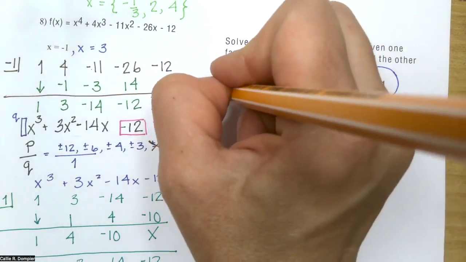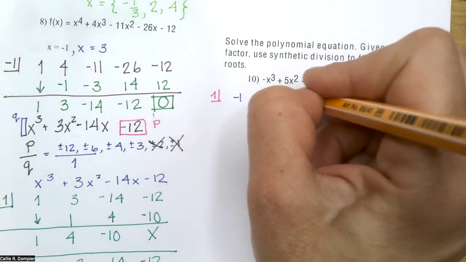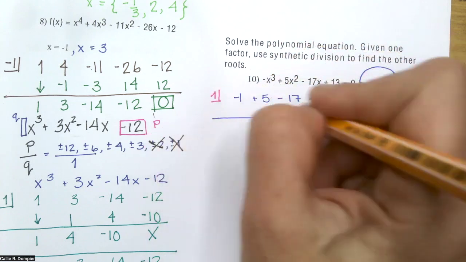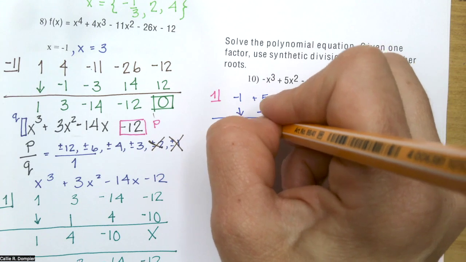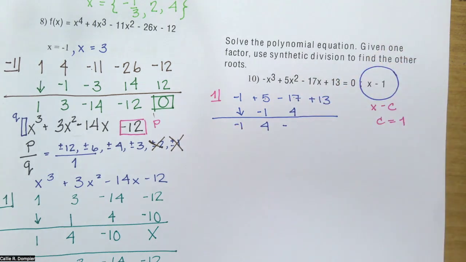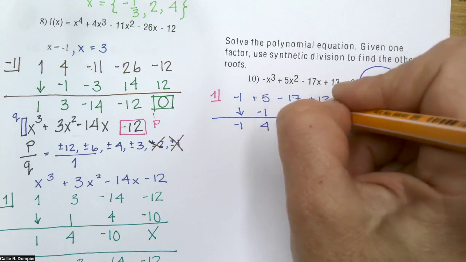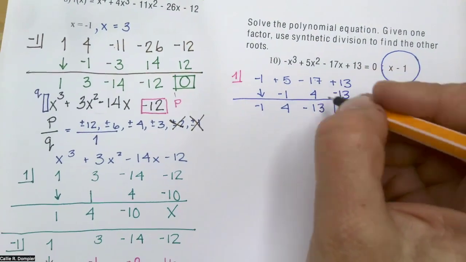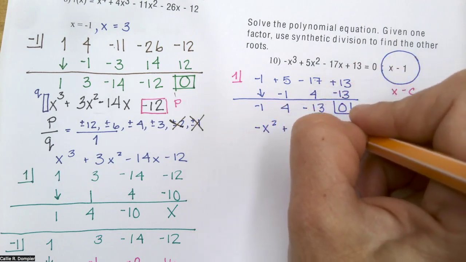Good? All right, so we'll put the 1 here. Let's see if we can fit it all. -1, 5, -17, 13. -1 comes straight down. -1 times 1 is a -1. 5 minus 1 is 4. 4 times 1 is 4. -17 plus 4 is -13. -13 times 1 is -13, so that's a 0. And what we've got is, oh good, -x squared plus 4x minus 13.